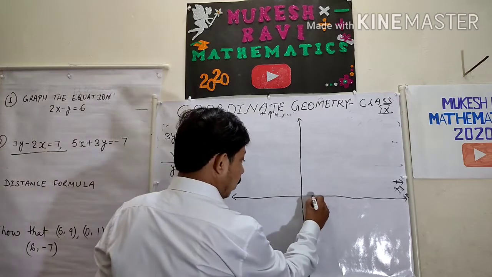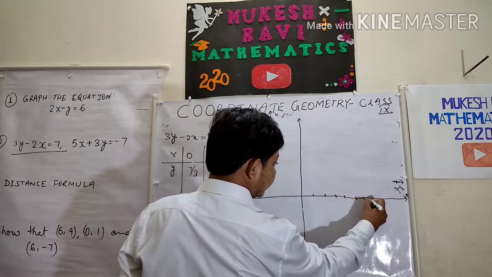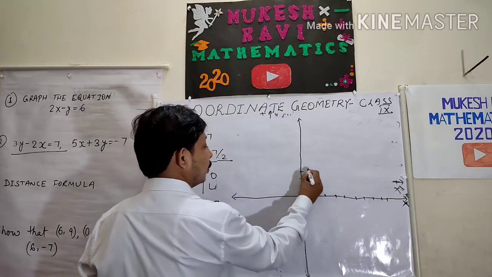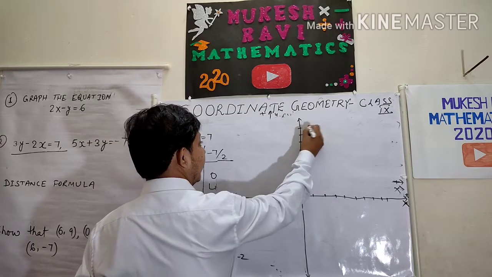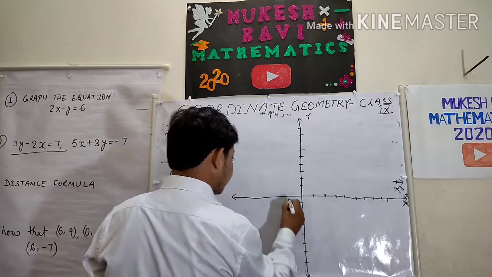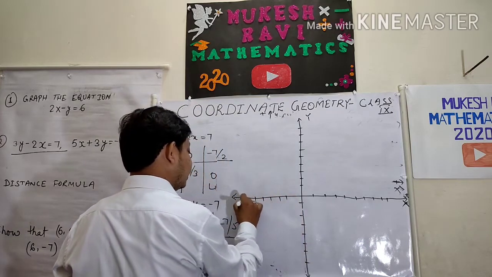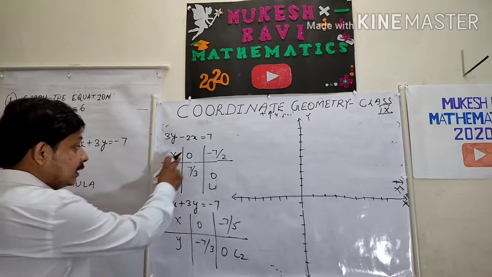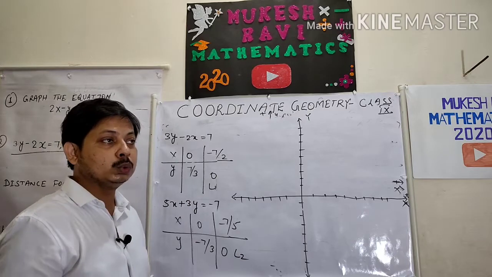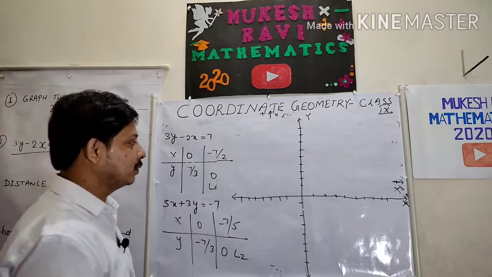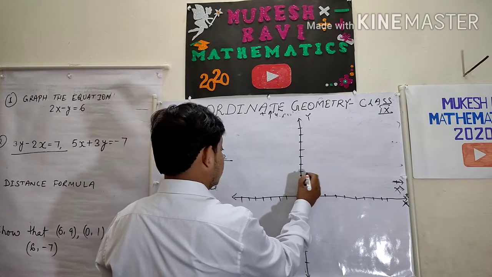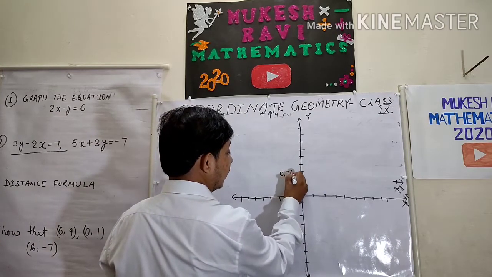Now 1, 2, 3, 4, 5, 6, 7, 8, 9 according to the value. This is the x-axis. 1, 2, 3, 4, 5, 6, 7, 8, 9 according to the value. Minus 1, minus 2, minus 3, minus 4, minus 5, minus 6, minus 7. Like this we will plot. Now x equal to 0, what is the value of y? 7 by 3, that is about 2.3. Suppose this is 2.3. So this is my point, 0 and 7 by 3.